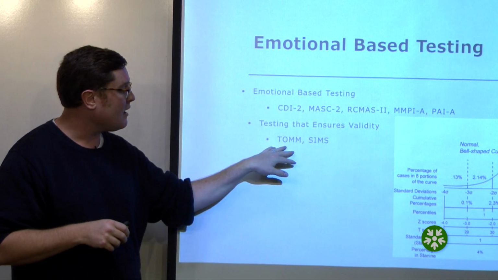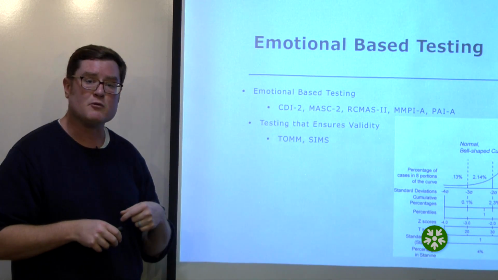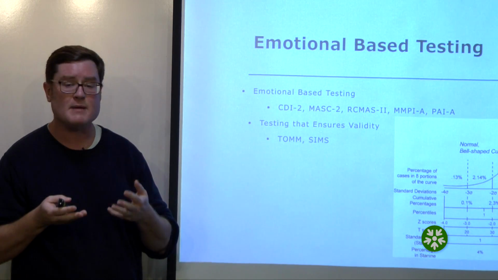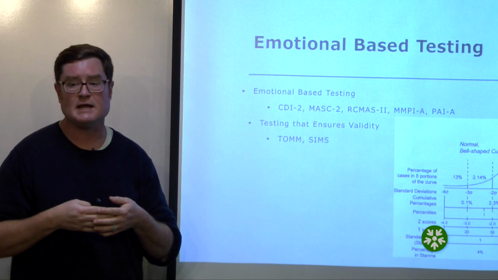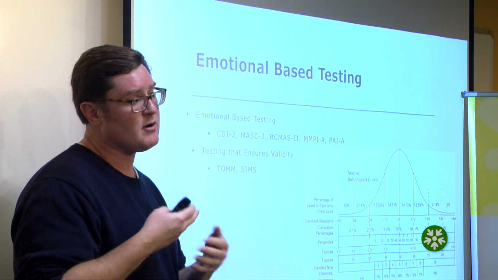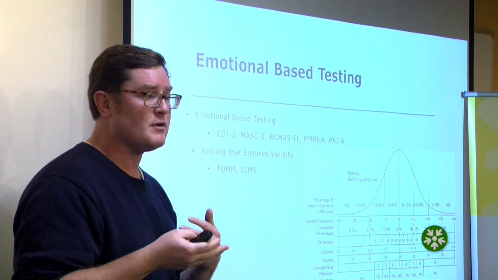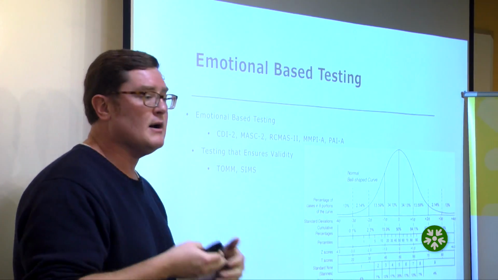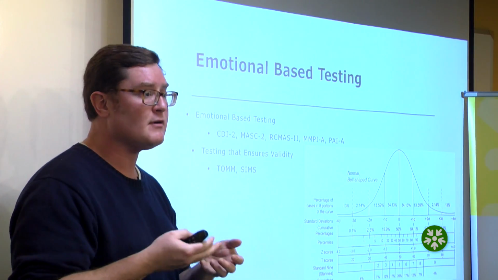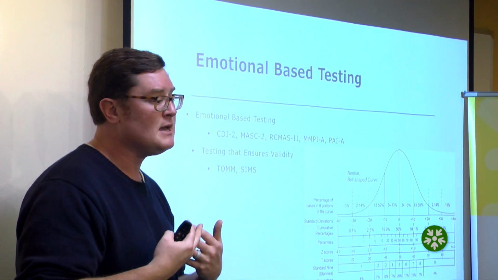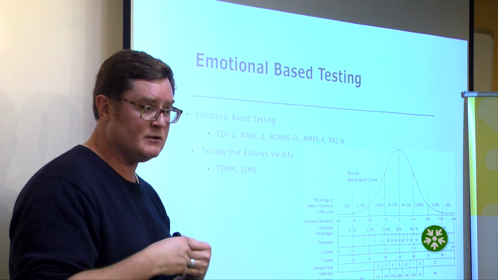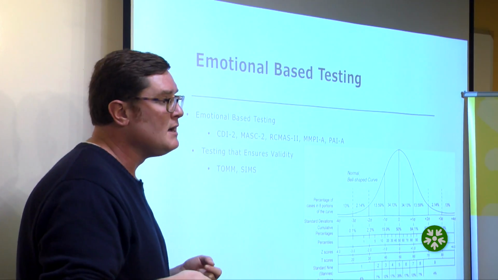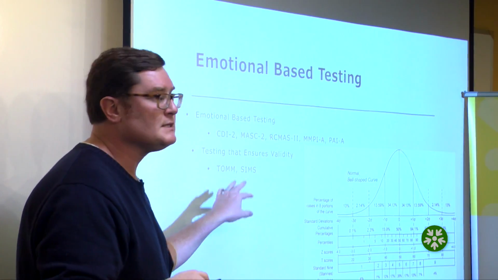The TOMM is a test of memory malingering. The word malingering just means effort-based testing: is the teenager putting forth their best effort, or are they perhaps not putting forth their best effort? This can be a way to ensure that, as part of our testing, we're getting good effort from the teen and they're not purposefully trying to not do well in order to get a certain diagnosis. These are tests that sometimes we'll give, but they're mostly for older teenagers.